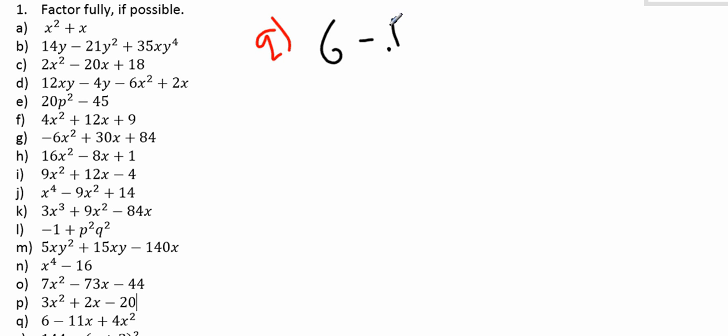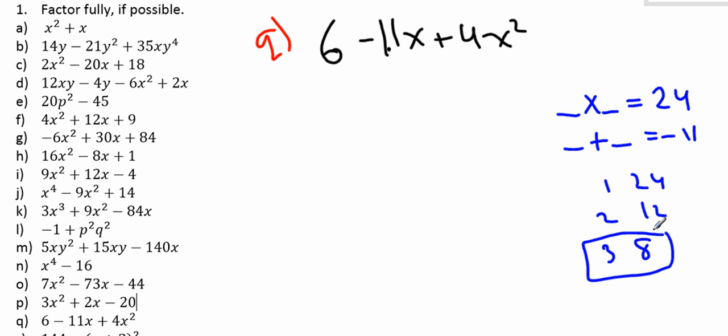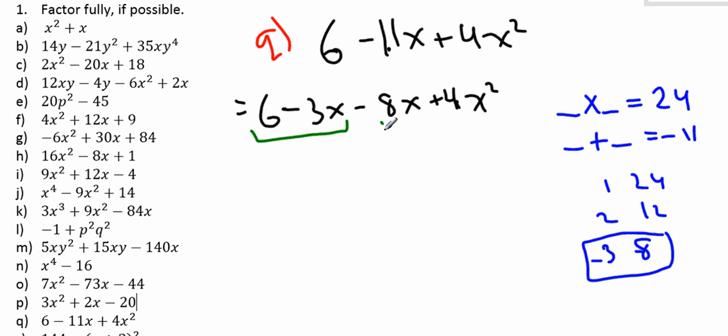6 minus 11x plus 4x squared. So I'm going to try to factor this without turning it around. So I can't common factor because 11's prime, and these are not divisible by 11. So I need two numbers that multiply to 24 and add to negative 11. Aha! Negative 3 and negative 8. So decompose: 6 minus 3x minus 8x plus 4x squared, common factor, common factor.